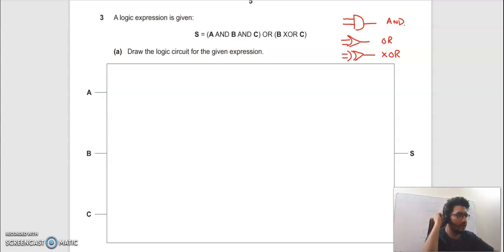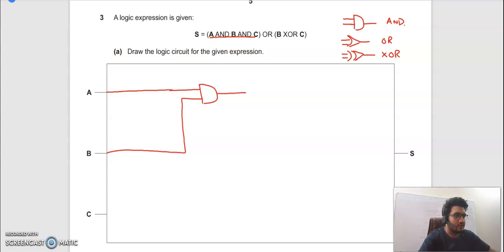Let's solve it by solving the bracket first. So let's go on with this bracket. What does it say? It says A and B. So with A, I'm going to have an AND. So A and B. And this has to be ANDed with the C, so I need to have another AND gate. Let me just put it over here, and this is going to be ANDed with C.